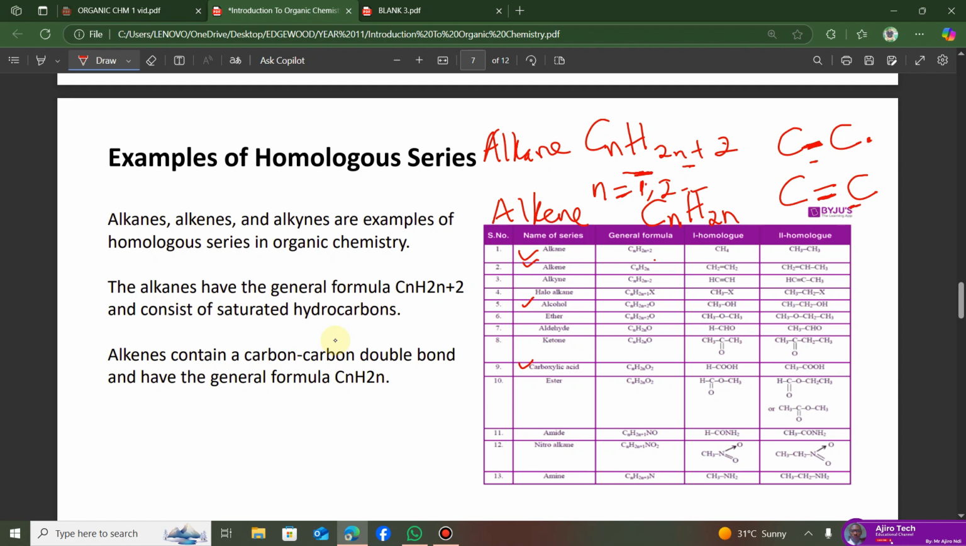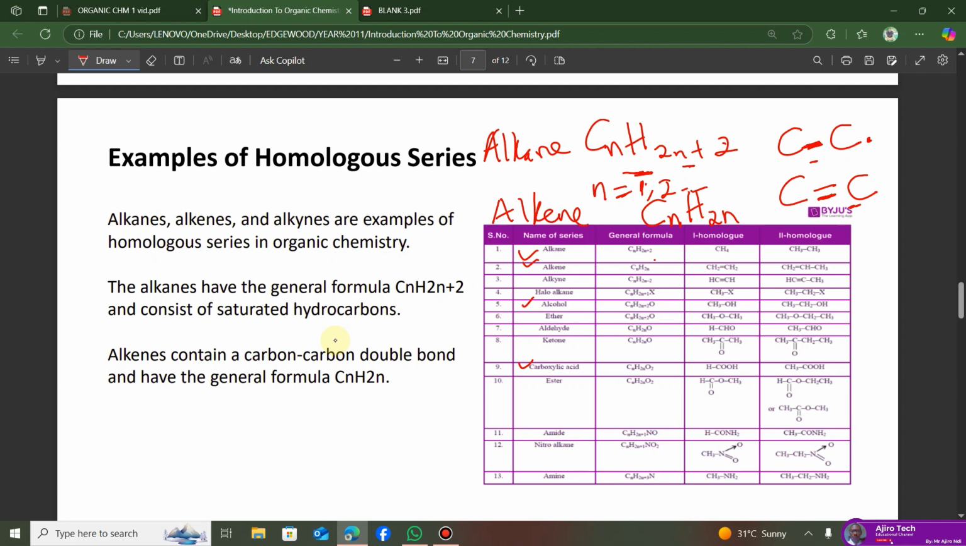You can see there's a difference. So the way the alkenes behave is different from the way the alkanes will behave because they have different functional groups. The alkenes have carbon-carbon double bonds. The alkanes have carbon-carbon single bonds.